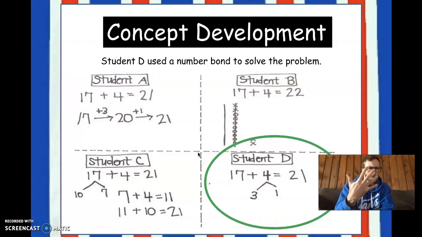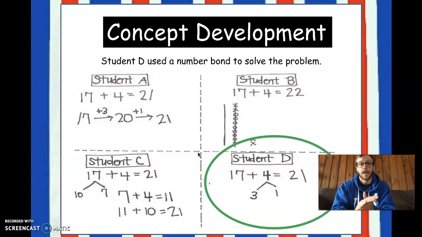Take about 5 more seconds to think about some things that they did the same and some things that they did different. All right, 3, 2, 1, 0. If you want to take more time to notice some similarities and differences, please do. Pause the video. Press play when you're ready. If not, here we go.